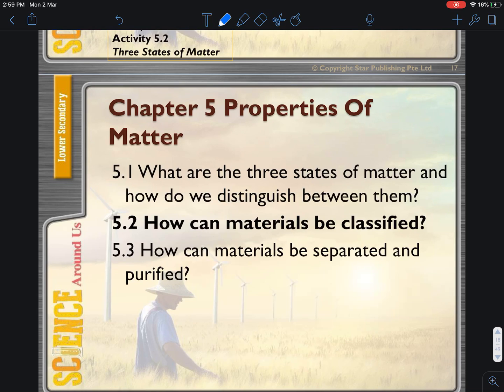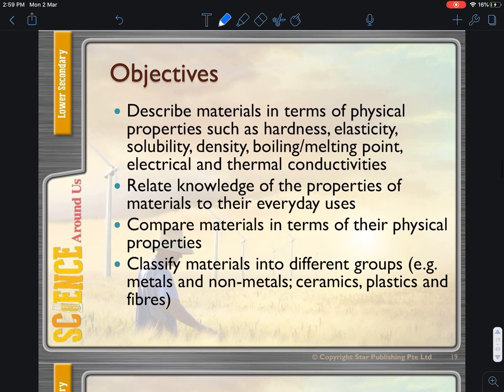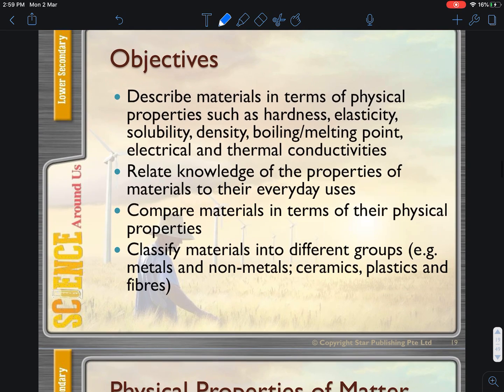Okay, for today's lesson, we'll be going through the properties of matter, in which how can materials be classified. So these are some of the items or the learning objectives that you have to complete. Number one, you must be able to describe the materials in terms of physical properties such as hardness, elasticity, solubility, density, boiling melting point, electrical and thermal conductivity.